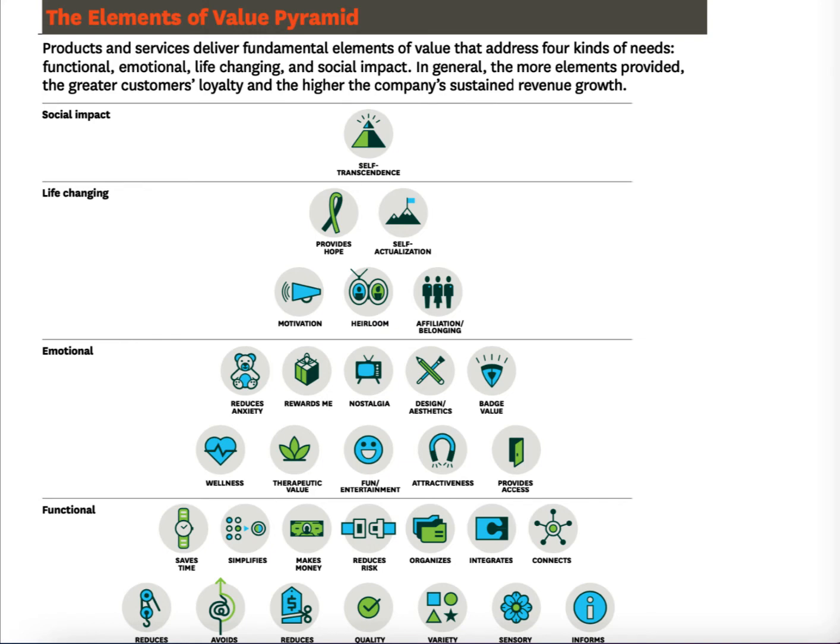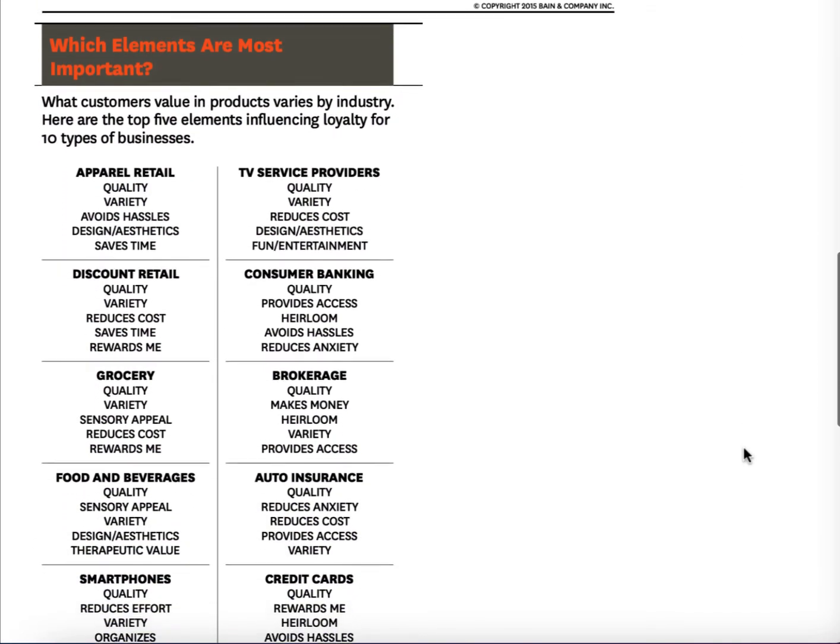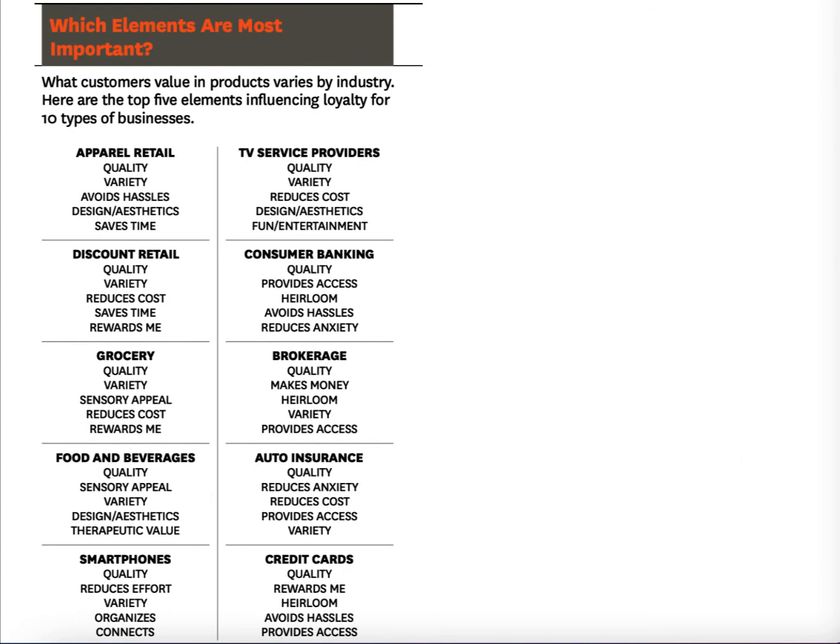Importantly, what people value in products varies by industry. Some research has been done to examine what are some of the most important needs or desired elements per industry. You can see by looking at this list here that quality is an essential component at the top of most lists. However, in a grocery context, for example, people are more likely to value variety and sensory appeal, whereas with a TV service provider or streaming service, people are more likely to value fun and entertainment.